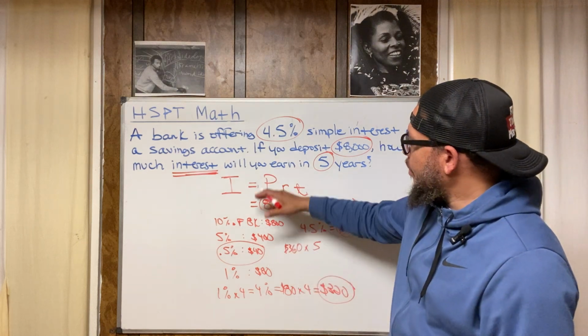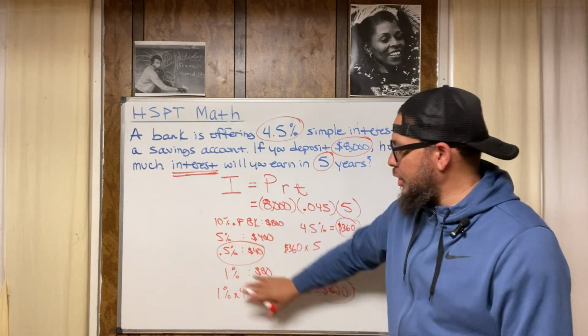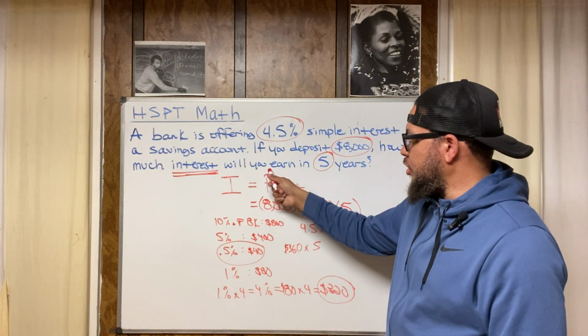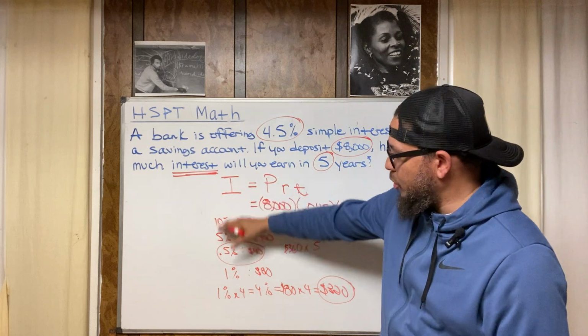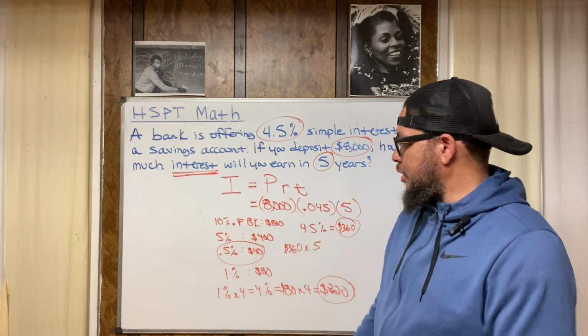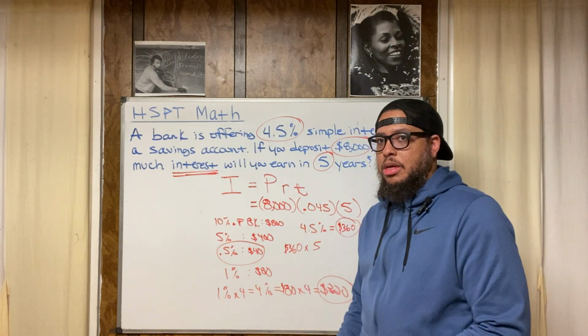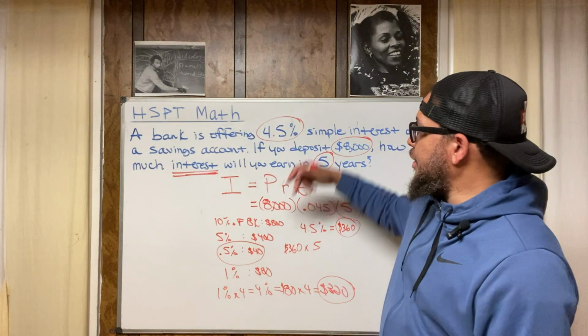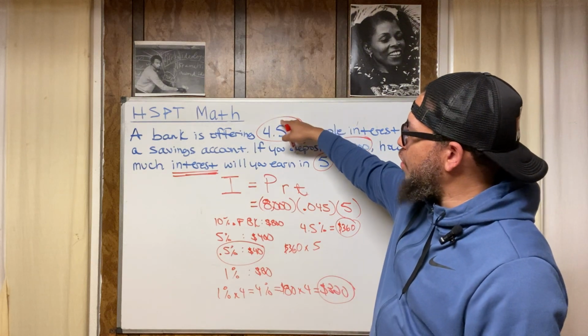Well, all this that we did down here is equivalent to doing principal times interest rate. We just broke it down using what are called benchmark percentages. We figured out what 1% is. Why do we do that? Because 1% times 4 is going to give me the 4%. Because at the end of the day, I'm trying to figure out what 4.5% is.